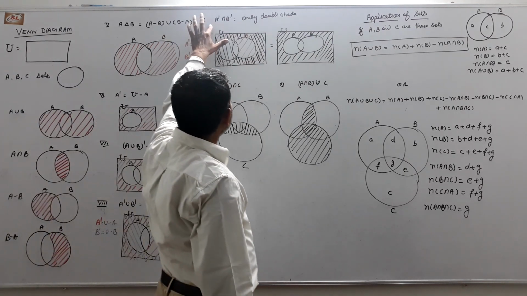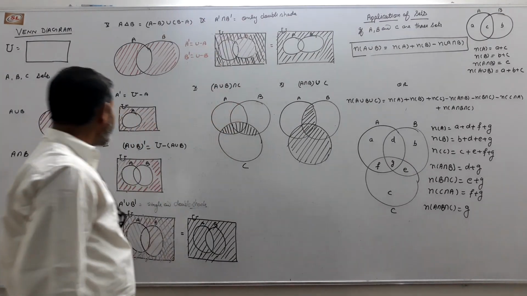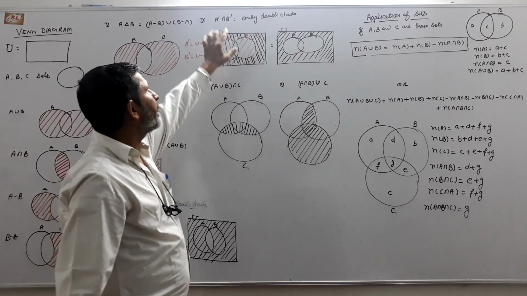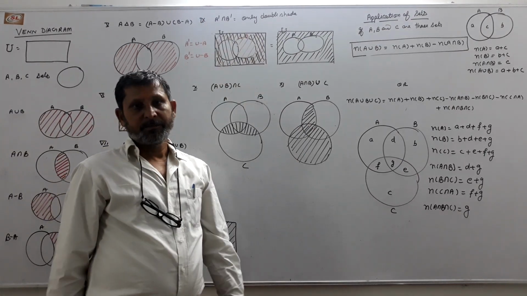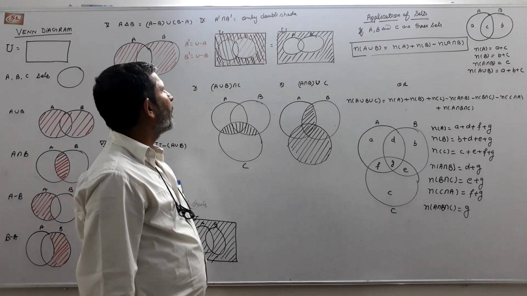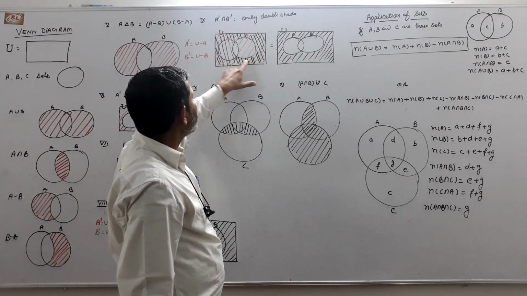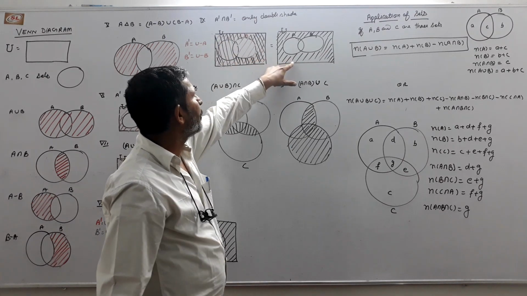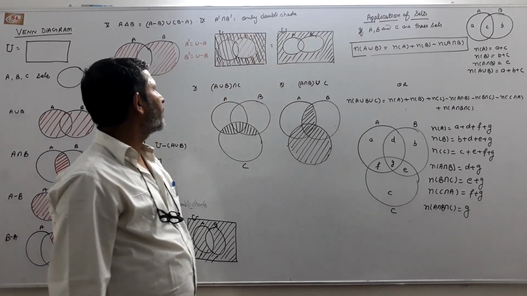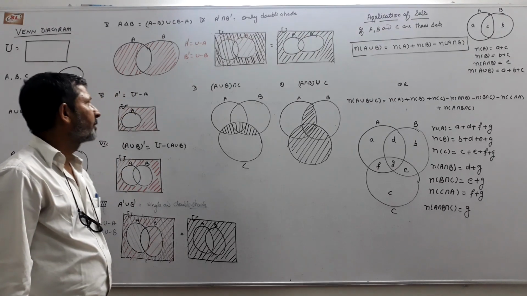Ninth part, A dash intersection B dash. Again we get the same diagram. But in case of intersection, only the common part is taken. In case of intersection, we only shade the double shaded part. This outer part represents the double shaded region. Therefore, it represents A dash intersection B dash.